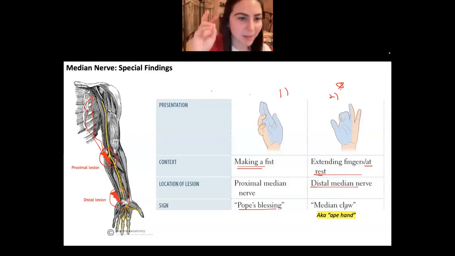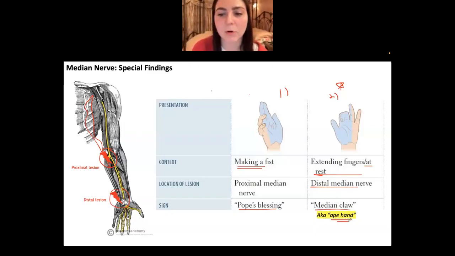They call this ape hand. Sometimes they call it median claw. I see ape hand a lot more. There is an ape hand for the ulnar nerve, but median claw is a claw hand. Sometimes they'll just say a claw hand, but that doesn't help you because there's a claw hand for the ulnar nerve. So they call it a median claw. But I have seen ape hand more for median nerve lesions. And again, this is at rest, so they're just walking around with a claw hand. Okay, so I think that's the main difference. With the proximal lesions, and you'll see for both, even for the ulnar nerve, it's always going to be the function of that nerve that you can't do.